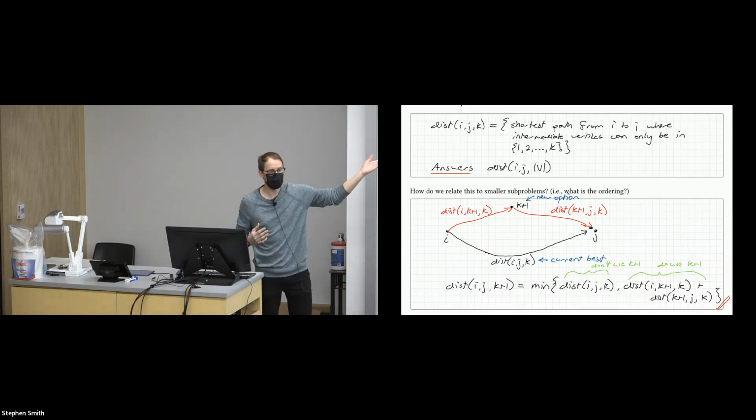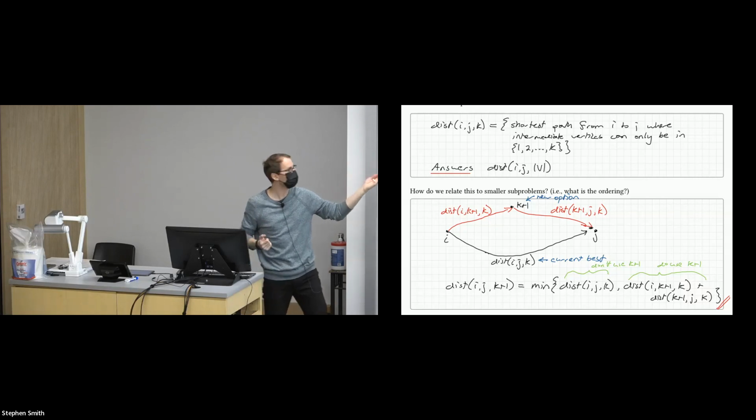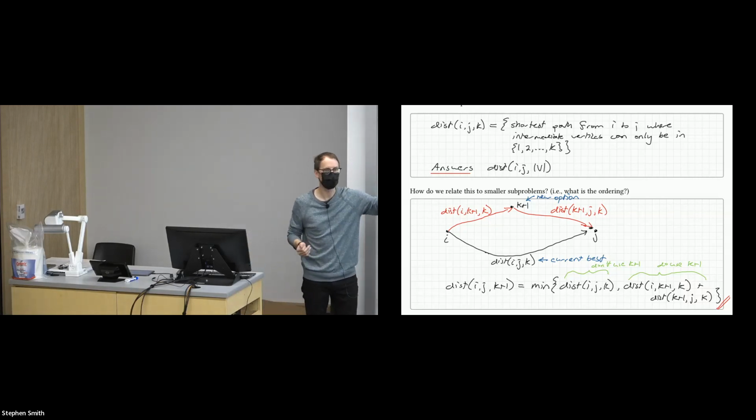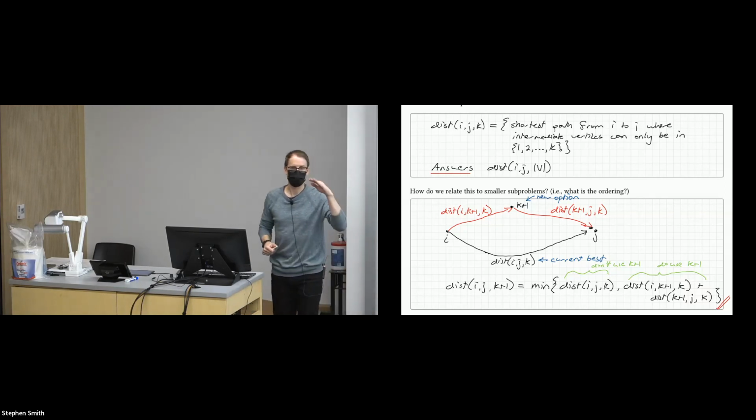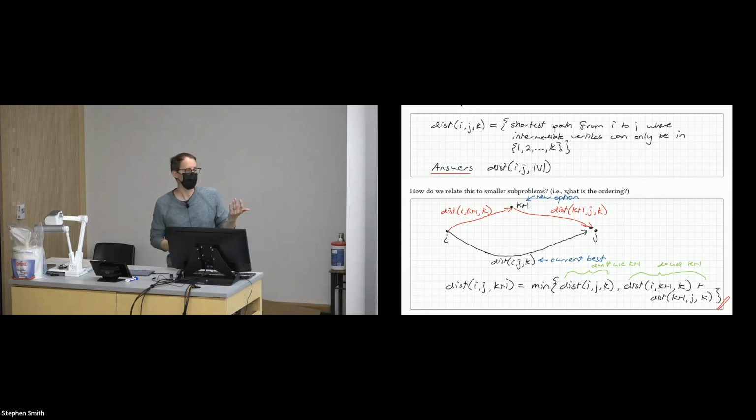So sometimes there might not be a solution even, right? There might be no way to get from 3 to 12 using only intermediate vertices 1 and 2, because it depends whether or not those edges are even in the graph. But that's fine. We just fill those in as infinities.